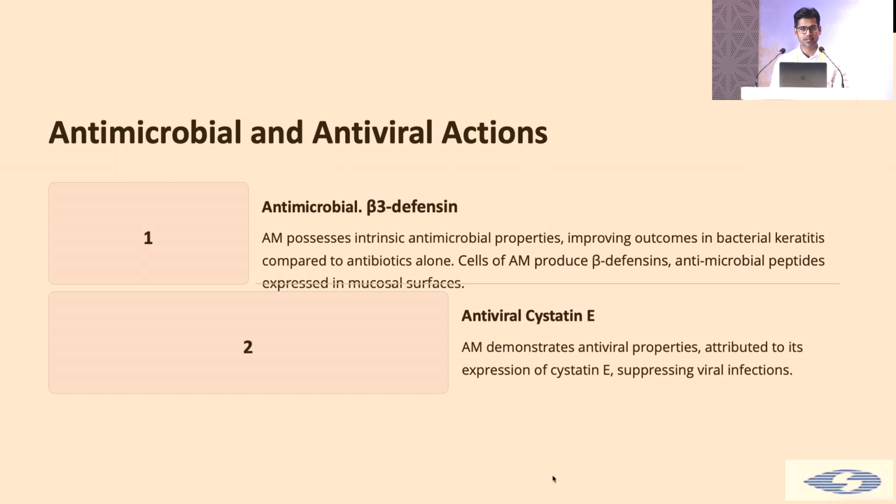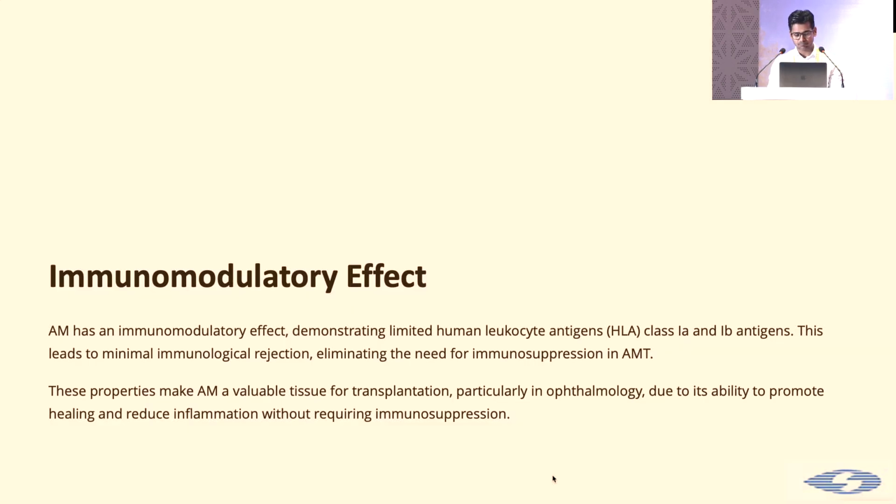Cells of AM produce beta defensins, antimicrobial peptides expressed in mucosal surfaces. In addition, it also demonstrates antiviral properties attributed to its expression of cystatin A, suppressing the viral infection, which has been helpful in herpes simplex keratitis. It has an immunomodulatory effect, demonstrating limited HLA-A and B antigen. This leads to minimal immunological rejection, eliminating the need for immunosuppression post-AMT.